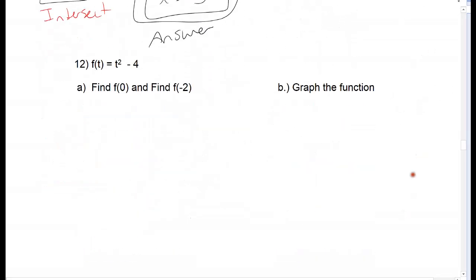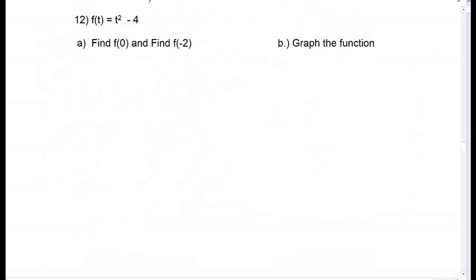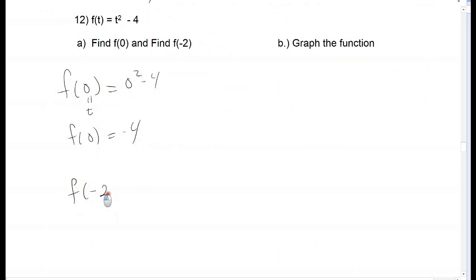All right, the last one. f of t equals t squared minus 4. So the first is just finding f of 0. So 0 is the t value. So 0 squared minus 4. So f of 0 is -4. And then f of -2. Always be careful with negatives. I'm plugging -2 in, and I'm squaring it. So remember, that's going to come out to +4. And so it's 4 minus 4, which is 0. So f of -2 is 0.